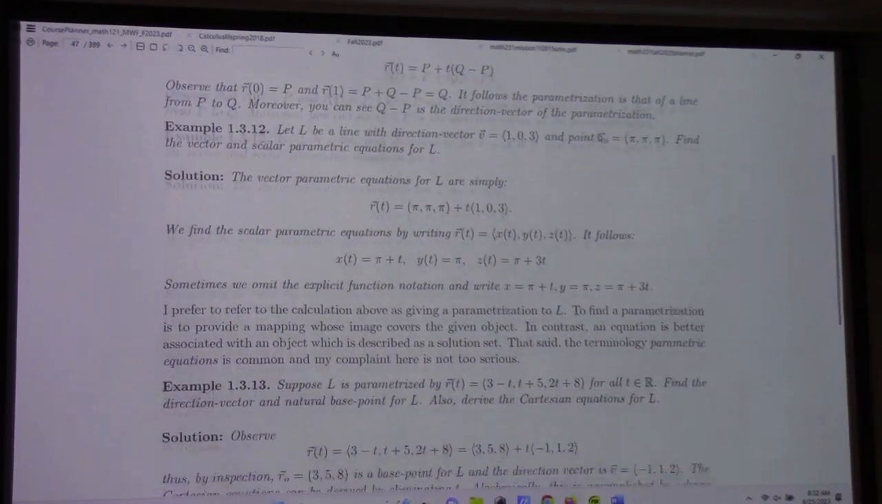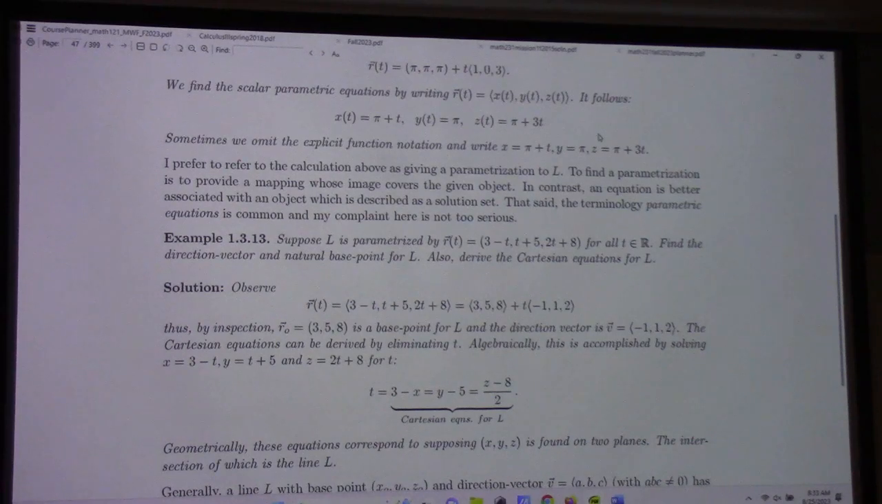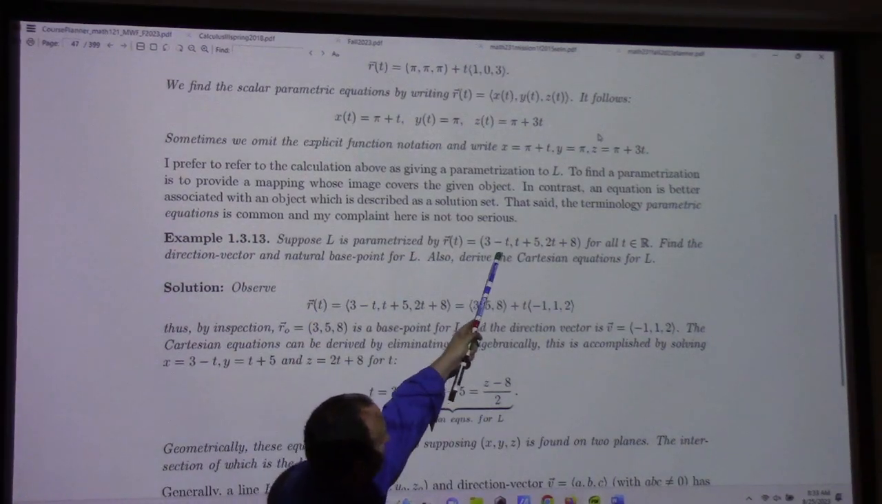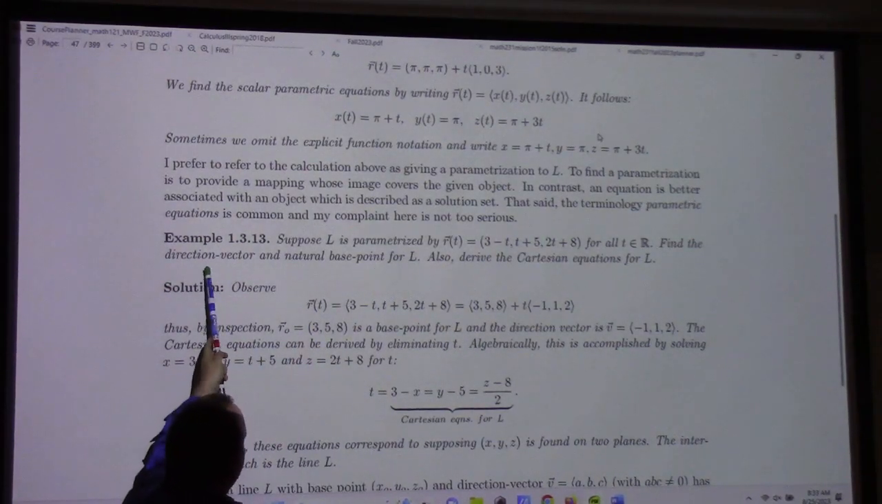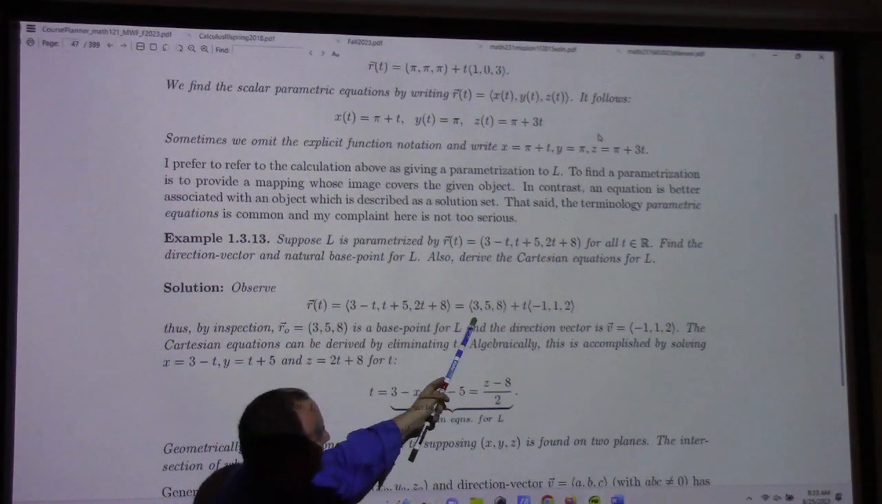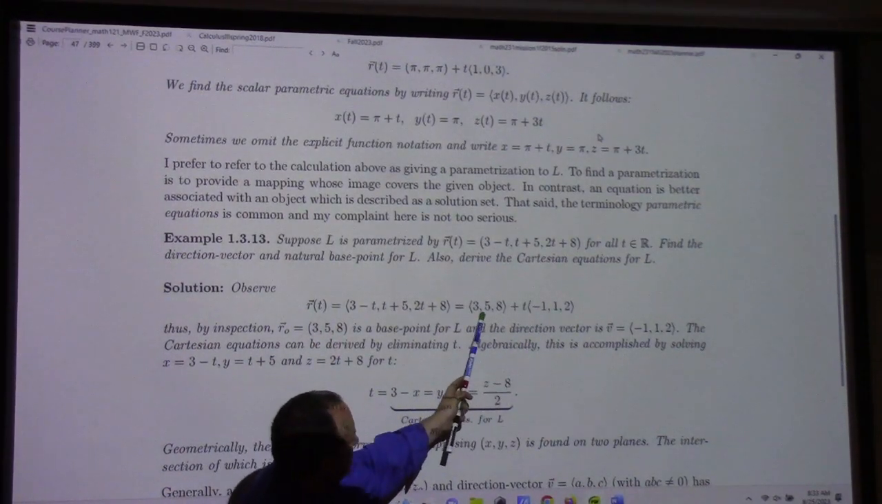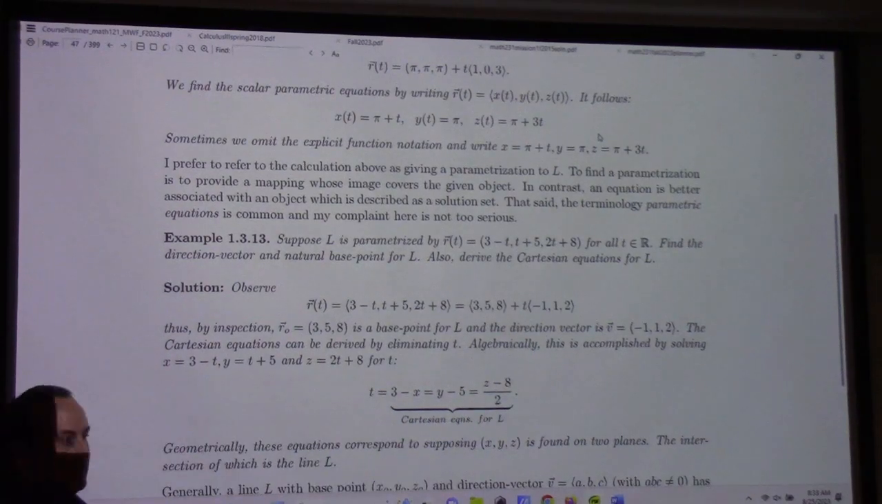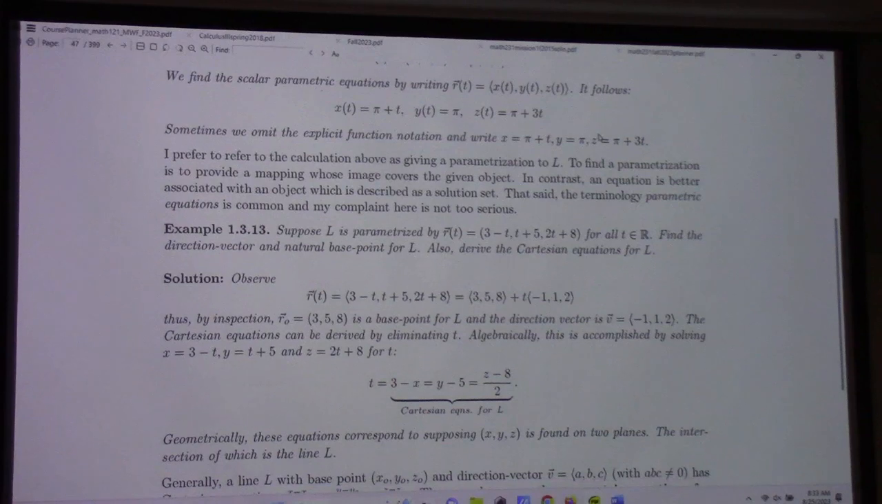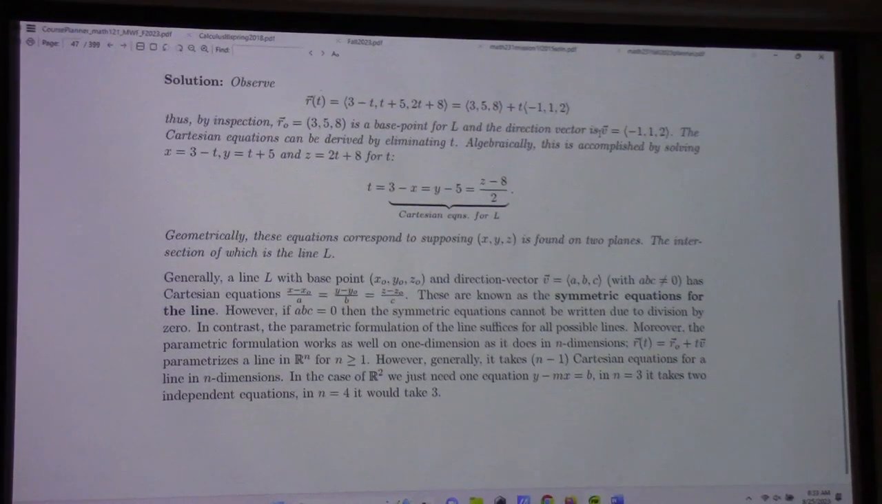Let's see, I do have some trickier things though. Well, this one's not that tricky either, is it? Here's a line with its parametric equations. Find the direction vector and the natural base point. So how do you do that? I just undo the equation: point plus t times vector. That's the base point, and that's the direction vector. Right? It doesn't have to be tricky. I must have a tricky problem in here somewhere.